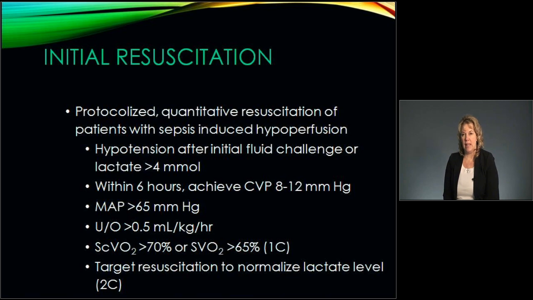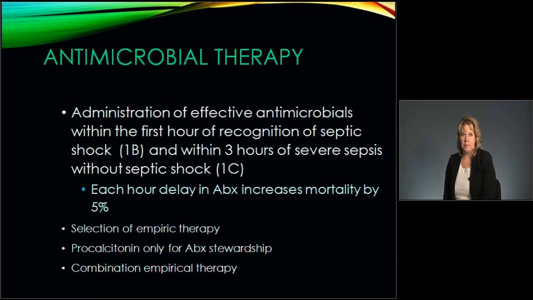Our goal is to maintain or achieve a MAP greater than 65 millimeters of mercury, and that will help ensure that we have adequate tissue extraction out in the periphery. Urine output, again, at least half an ml per kg of body weight per hour, indicating that we have adequate perfusion to the kidneys. Possibly looking at SVO2 monitoring or SCVO2. So SCVO2 we want greater than 70%, SVO2 greater than 65%, and recommendations for that will also be described in the tissue oxygenation module. And then again, targeting resuscitation to normalize the lactate for patients that present with sepsis.